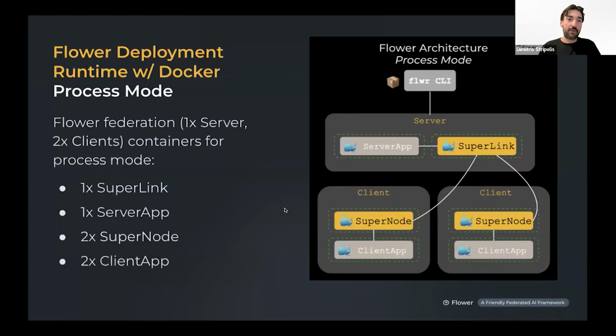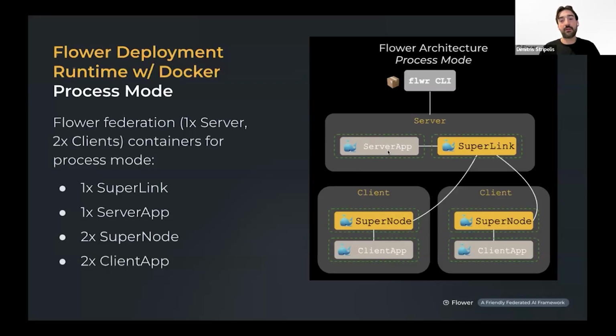The next one is the process mode, and this is the one we're going to use throughout our deployment on the Google Cloud platform. It consists of a few more containers, and the reason is that we are isolating the execution of the different components and subcomponents in our federation. Again, on the same example, we have one server and two clients. The containers we need here are a little bit more. One is the superlink, and one is for the server app.